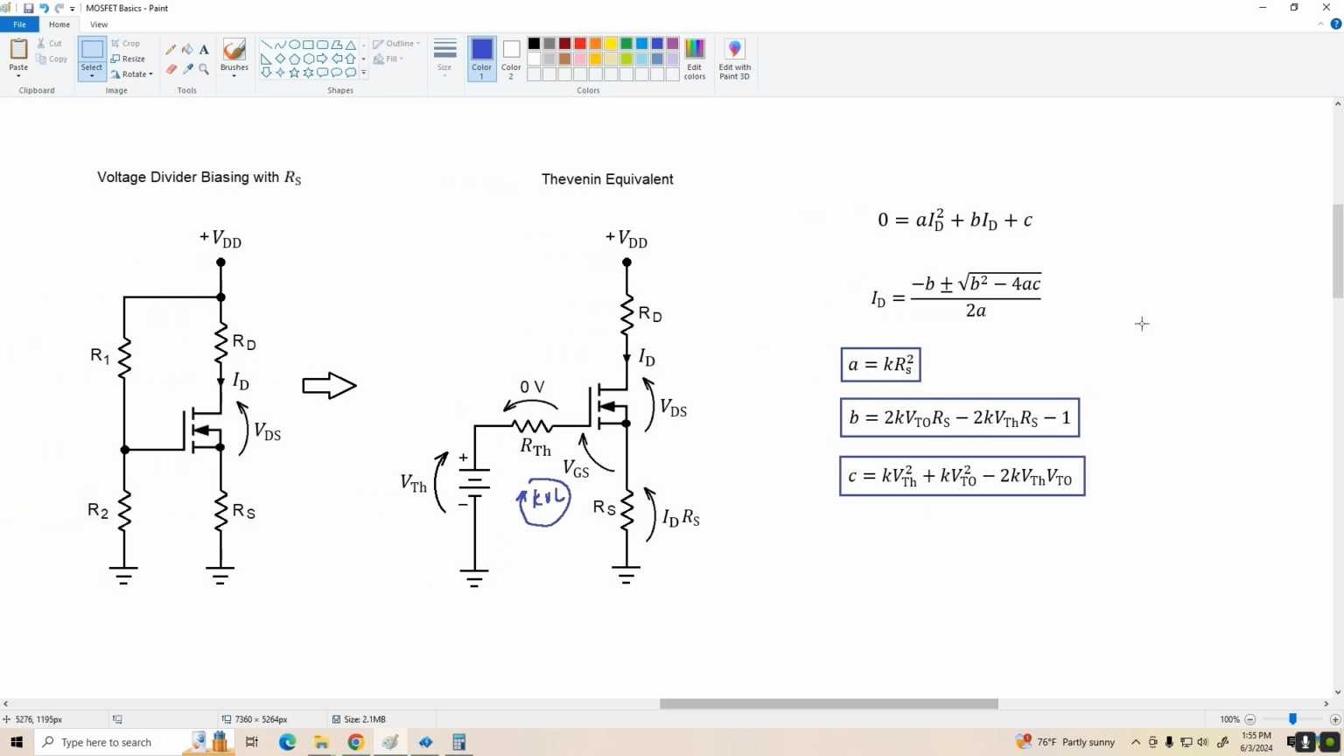So what we've got is the quadratic formula. A is equal to K times RS squared. K is our proportionality constant for the MOSFET. B is equal to 2K times the threshold voltage times RS minus 2K VTH times RS minus 1. And C is another big, long, messy constant as well. These get evaluated, plugged into the quadratic formula, and there we go.